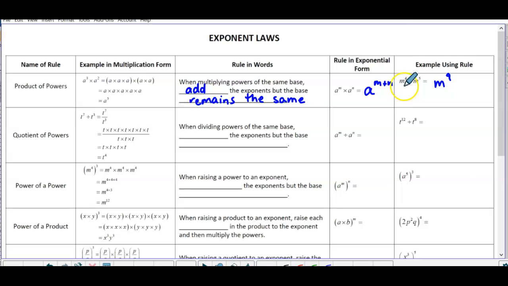I tend to try to think in my head, what would this look like the long way? I never show it the long way, but I think, oh okay, there's 4 m's and then another 5 m's, so in total there's 9 of them.